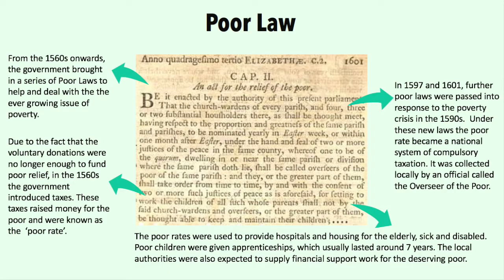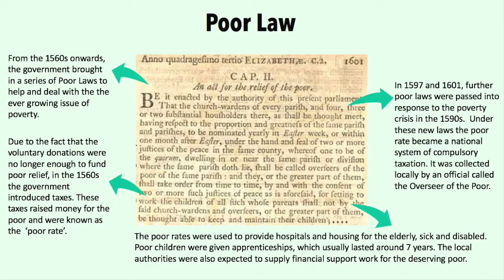From the 1560s onwards, the government brought a series of poor laws to help and deal with the issue of poverty. Due to the fact that the voluntary donations were no longer enough to fund the poor relief, in the 1560s the government introduced taxes. These taxes raised money for the poor and were known as the poor rate. In 1597 and 1601, further poor laws were passed in response to the poverty crisis in the 1590s. Under these new laws, the poor rate became a national system of compulsory taxation.